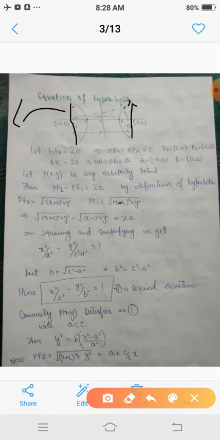So inshallah, in tomorrow's video lecture we will discuss a few problems on how to find the equation of a hyperbola when constants are given.